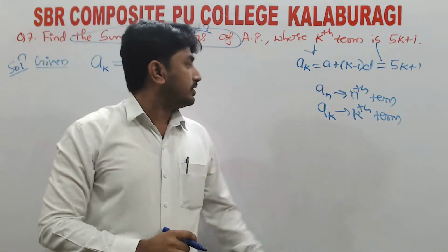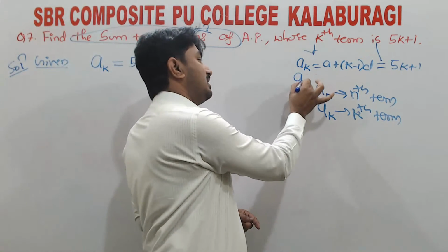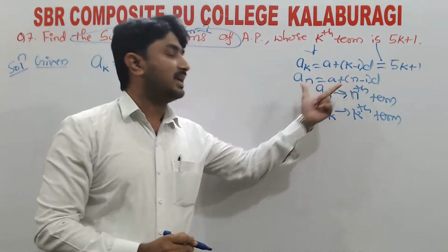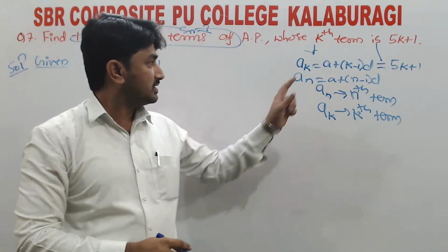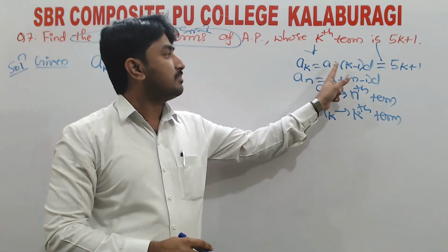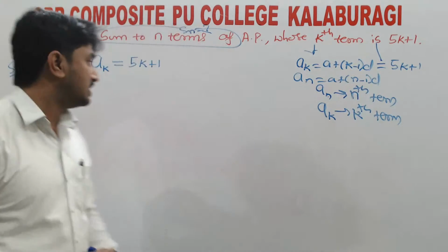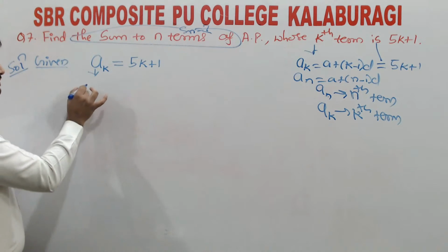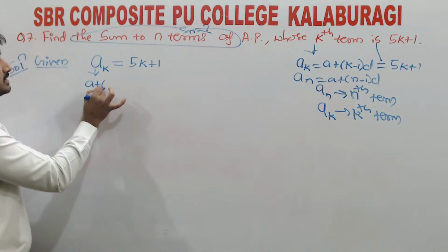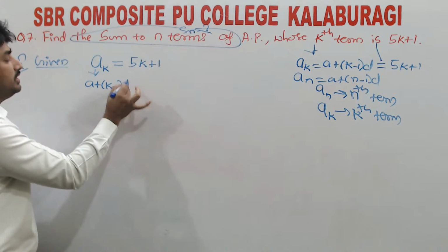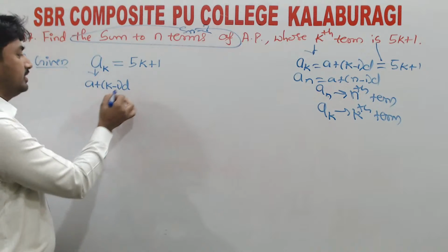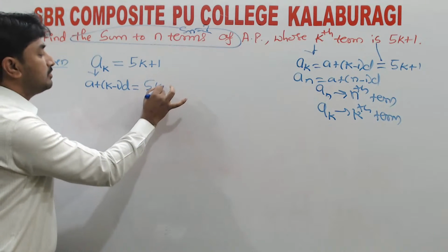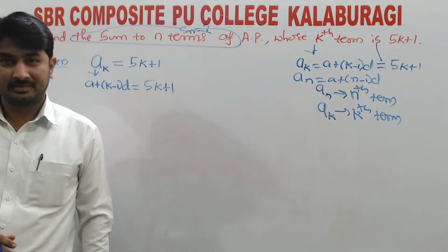Already we know an equals a plus n minus 1 into d. It is the nth term formula. In the same way, the kth term is a plus k minus 1 into d. It is the general form. In place of ak we take a plus k minus 1 into d, the general formula, and it is equal to 5k plus 1.